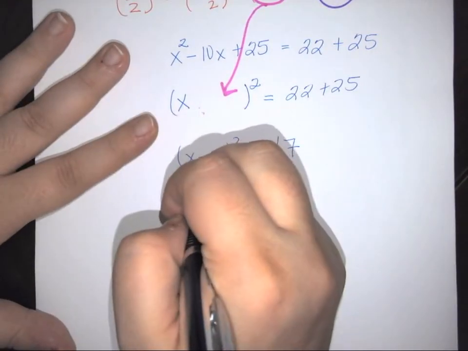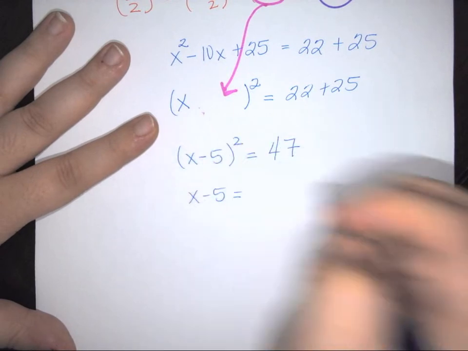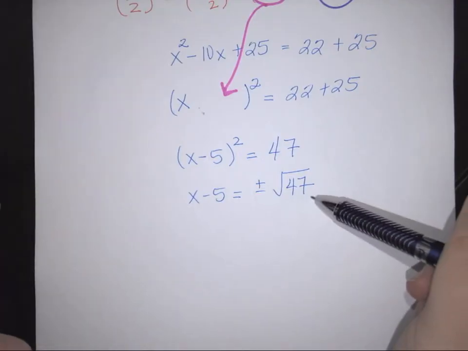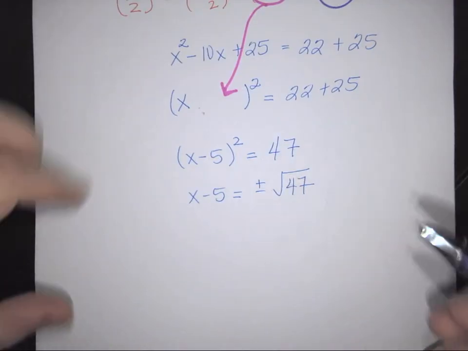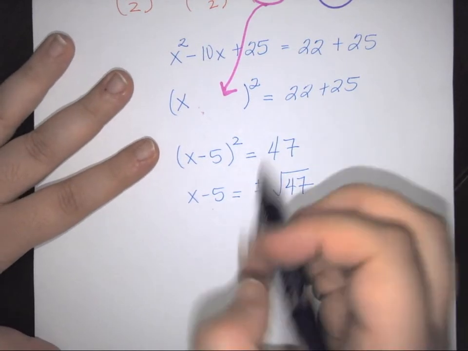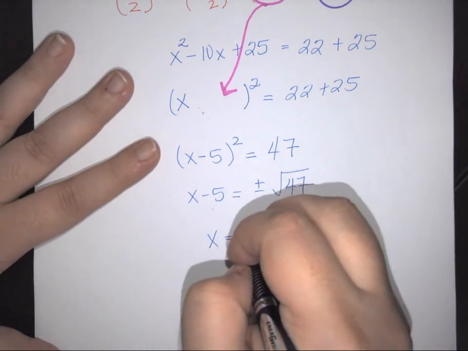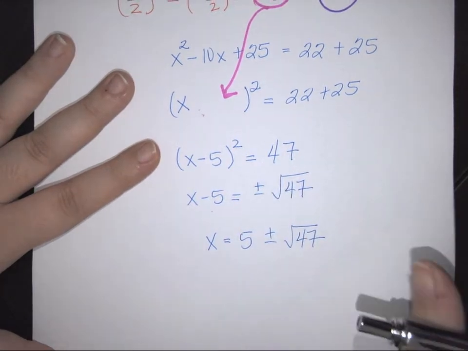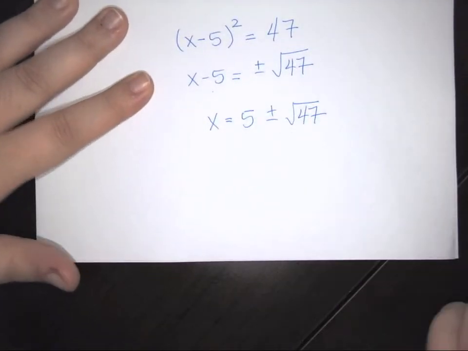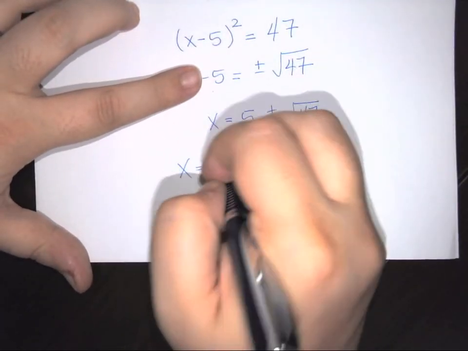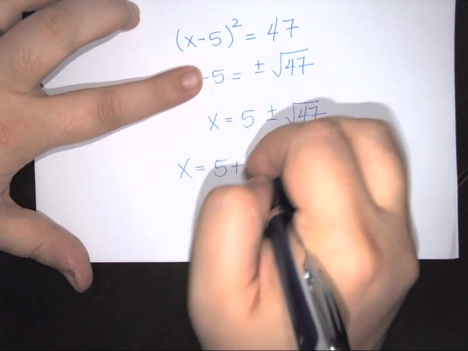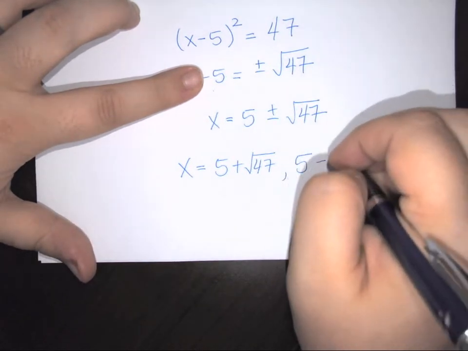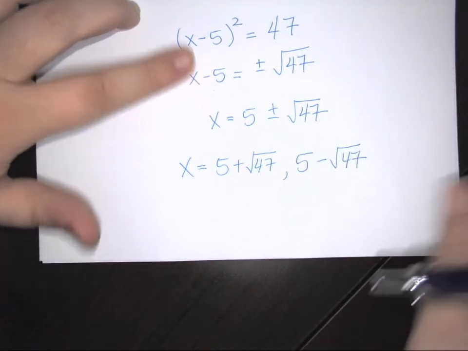Take the square root of both sides and we have x minus 5 is equal to plus or minus the square root of 47. 47 is not going to reduce any, so it can stay as is. Means the only thing I have to do is move that 5. X is equal to 5 plus or minus the square root of 47. Remember, you can either write solutions with the plus or minus, or you write them separately. So x is 5 plus the square root of 47, and x is 5 minus the square root of 47. Okay.